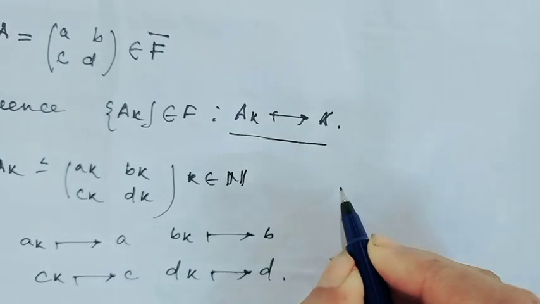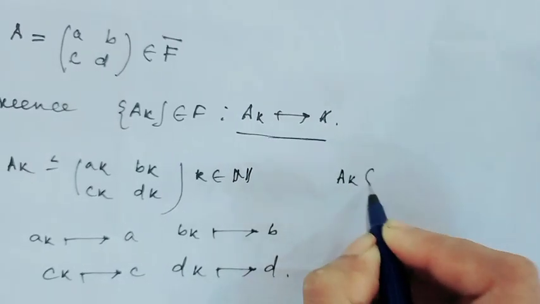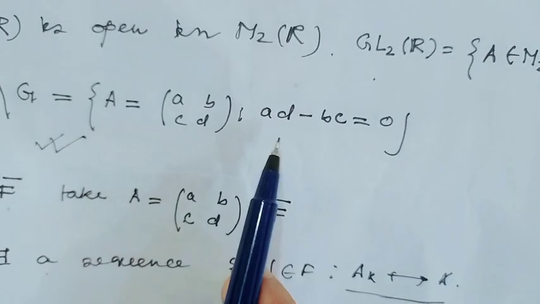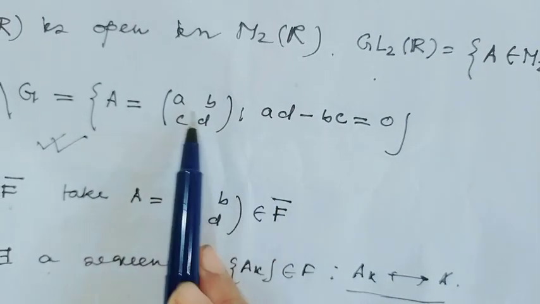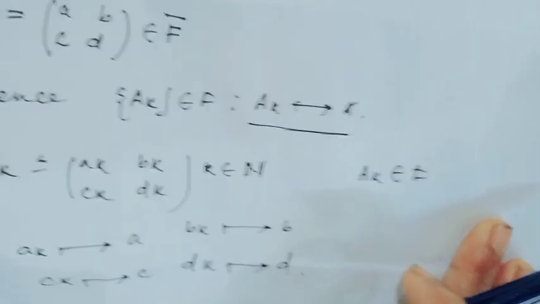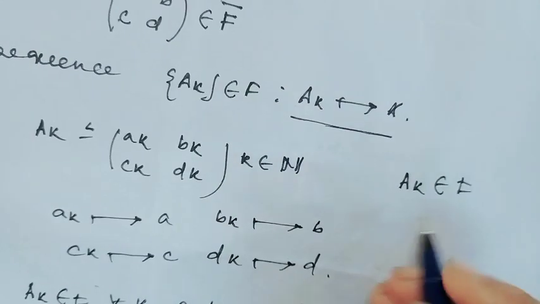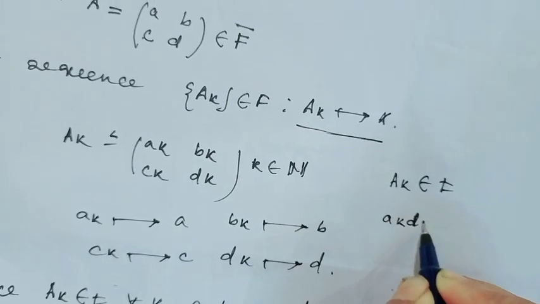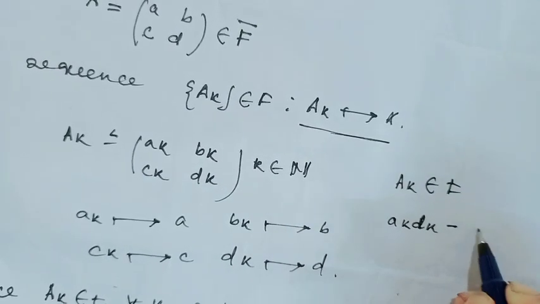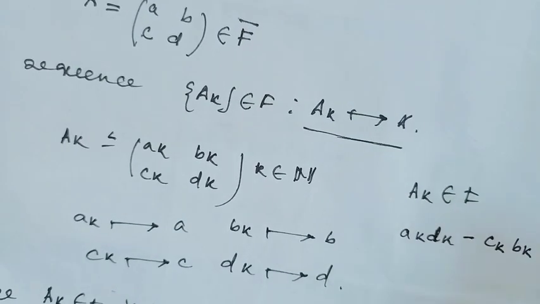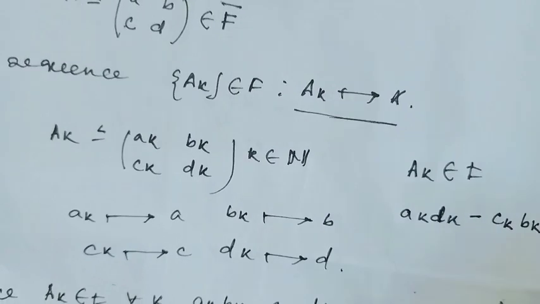Okay? This A_k belongs to the set F, where F means the set of matrices whose ad minus bc equal to 0. Therefore a_k d_k minus c_k b_k would be equal to 0. Okay?